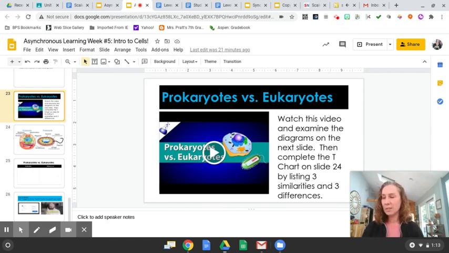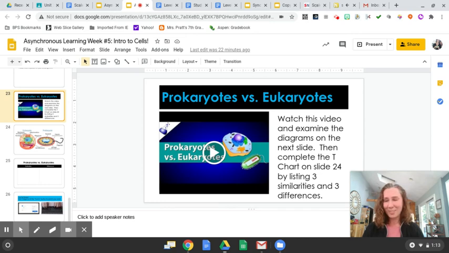There's a worksheet that's embedded in it with just some guiding questions. I think you'll like it. It's really, really cool. I think it's cool. But I put that also under the synchronous topics for this week, under cells. So we may be able to do a little bit of that in class as well.